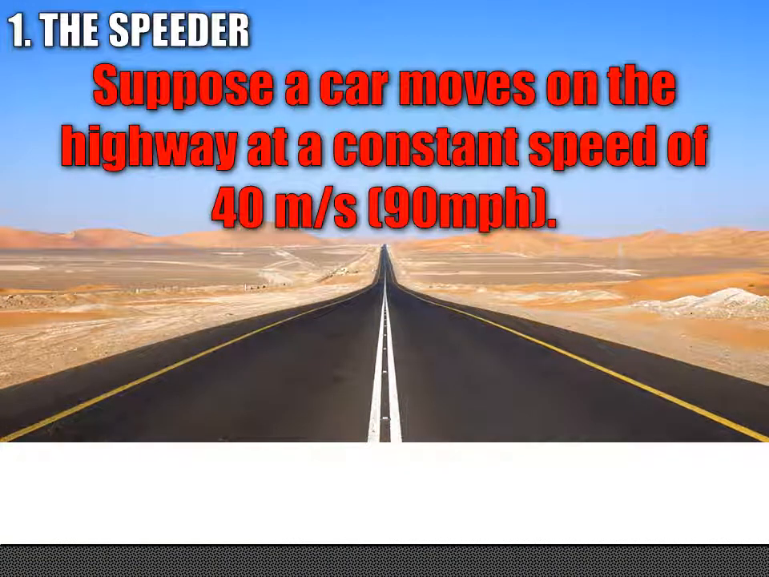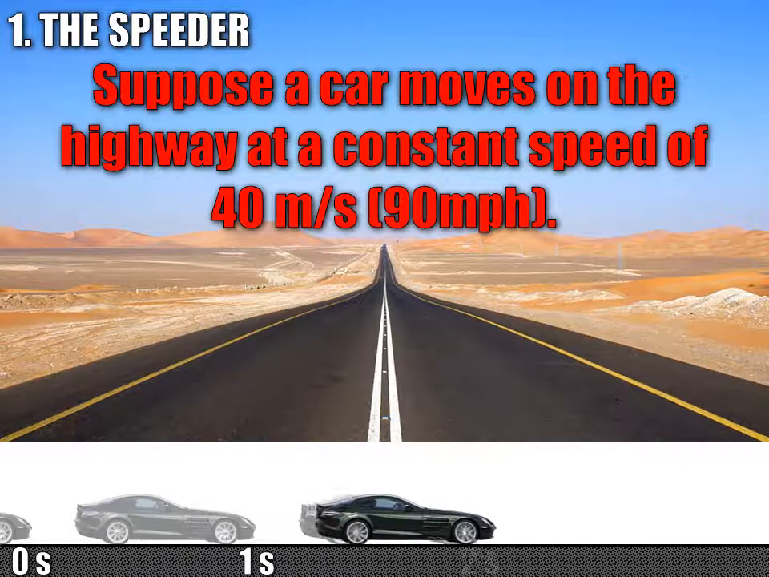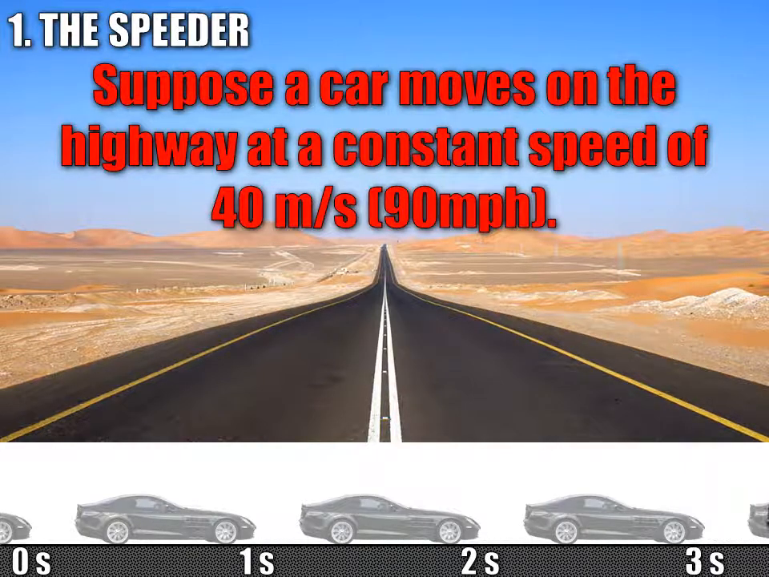Suppose a car moves on the highway at a constant speed of 40 meters per second. That's 90 miles per hour. And here comes the car. We'll take a picture every 1 second, and that'll be that little ghost image left behind. So each of those images shows us the location of the car, the position of the car, at 1 second intervals. Now this car was traveling at a constant speed of 40 meters per second.